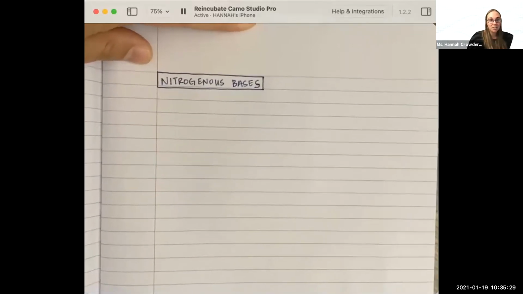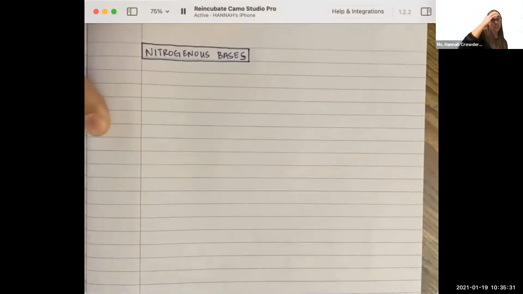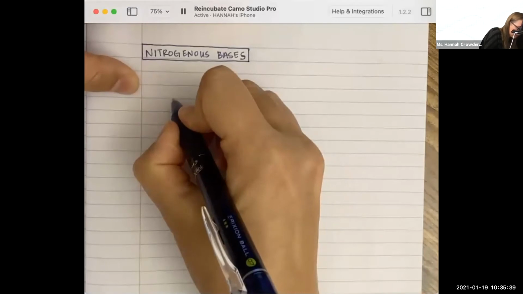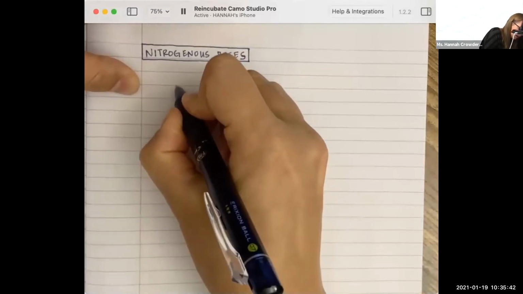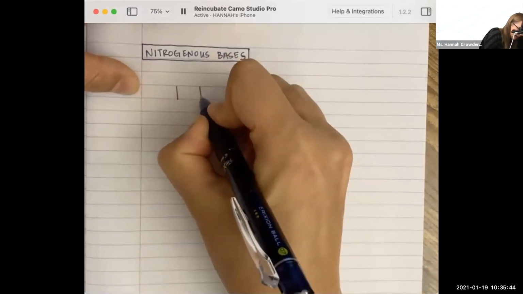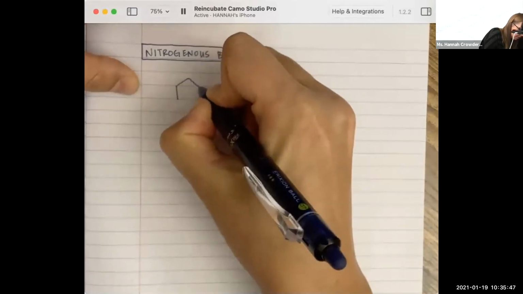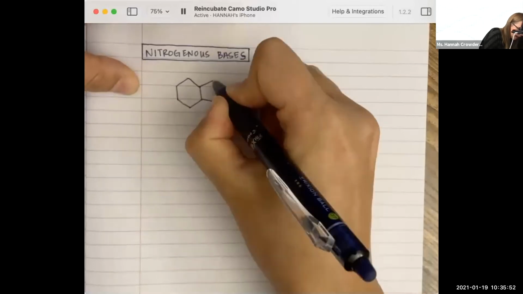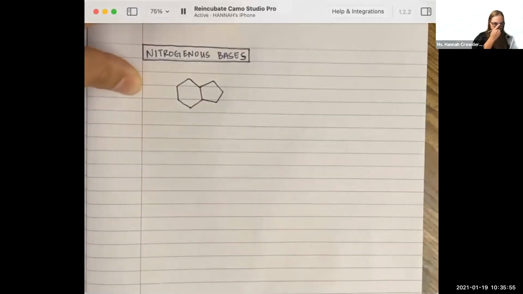All right, nitrogenous bases. There are two different shapes that the bases might be in. So one of those shapes looks like this. I'm going to draw a six-sided shape connected to a five-sided shape.